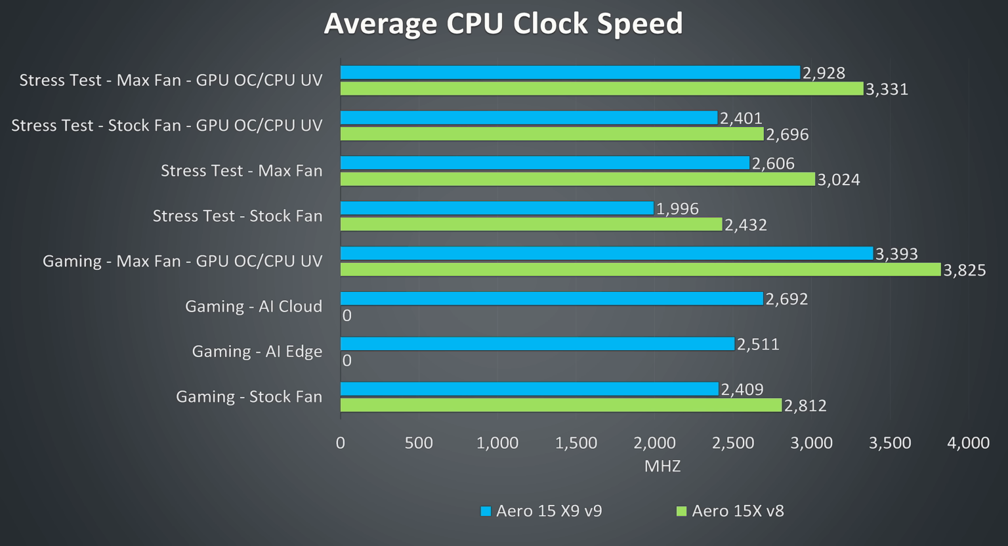This is because the newer Aero 15X9 was thermal throttling more. So although both were hitting the same 90 degrees Celsius cap, the newer X9 wasn't performing as well as a result, possibly due to increased heat being added into the system from the RTX 2070 Max-Q graphics. But as we saw before, the CPU is also hotter in my X9.